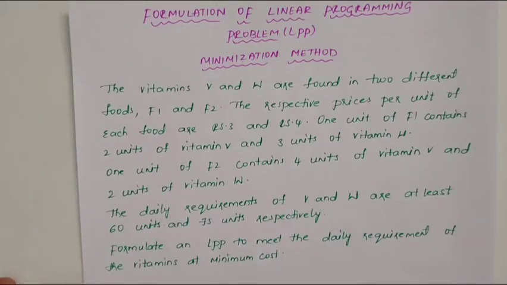And our task is to decide how many units of F1 and F2 should be purchased so that the daily vitamin requirement is satisfied at the minimum possible cost. To understand the information more clearly, let's first represent it in a table.